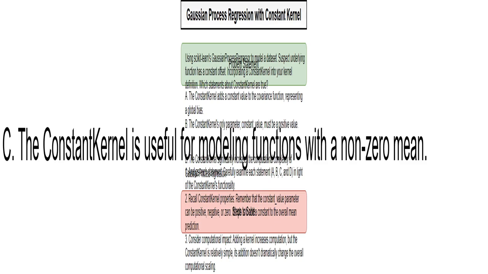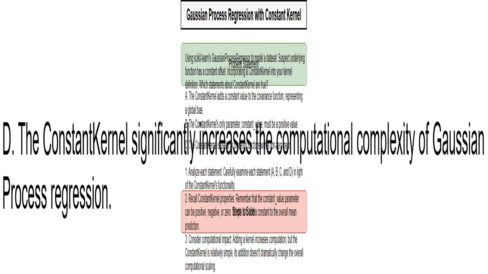This statement says the constant kernel is helpful for datasets with a non-zero average value, or mean. This is true. Adding it will help the model to fit the data better. This statement says that using the constant kernel significantly slows down the GPR calculations. This is false. The increase in computation time is minimal.